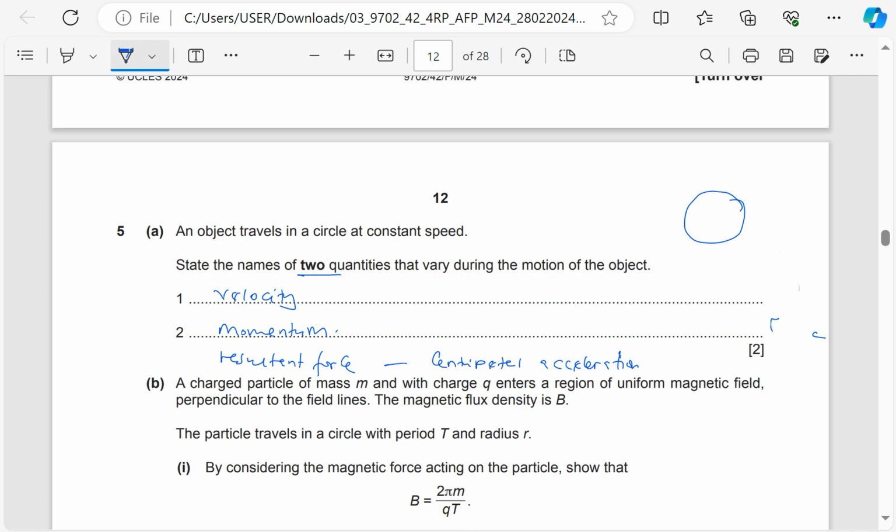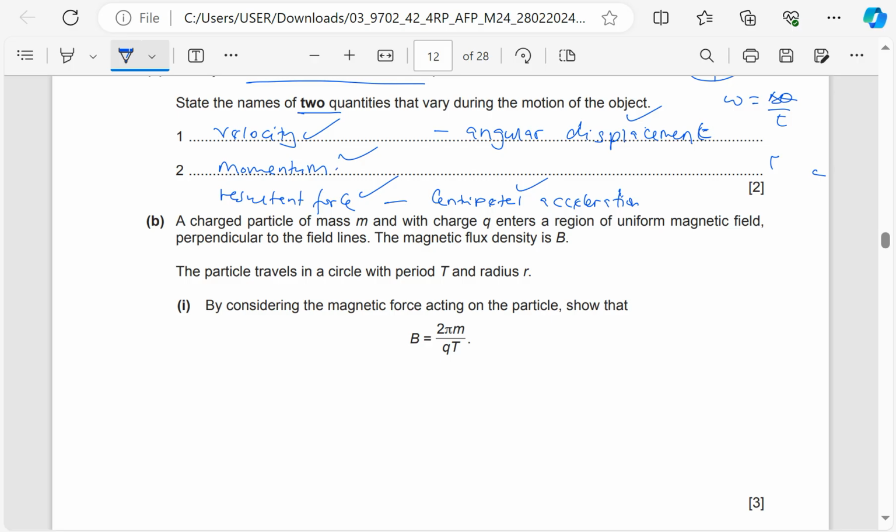But how about the angular displacement? Because the angular velocity depends on angular displacement. So there should be a change in angular displacement, because omega is equal to delta theta over t. If delta theta does not change, then we don't have angular velocity. So here we shall have angular displacement. This varies. So you can't fail to state only two. For any body which moves in a circle, the velocity, momentum, resultant force, centripetal acceleration, angular displacement, all these ones vary.